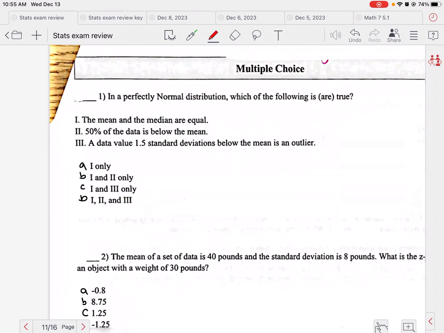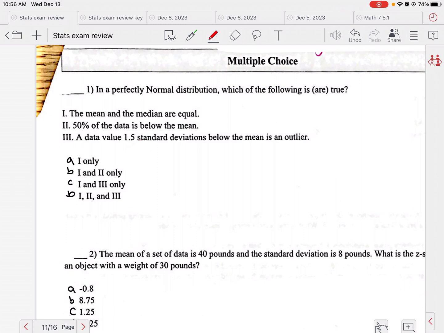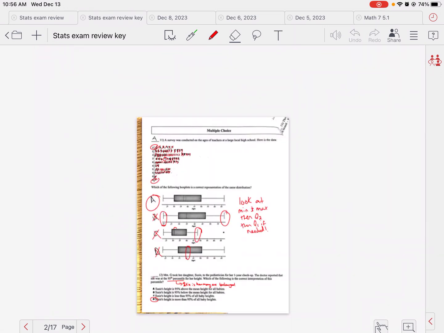All right. In a perfectly normal distribution, which of the following are true? The mean and the median are equal. 50% of the data is below the mean. That is definitely true. A data value 1.5 standard deviations below the mean is an outlier. I believe that this is 1 and 2 only, but I can't erase. Let me see here.